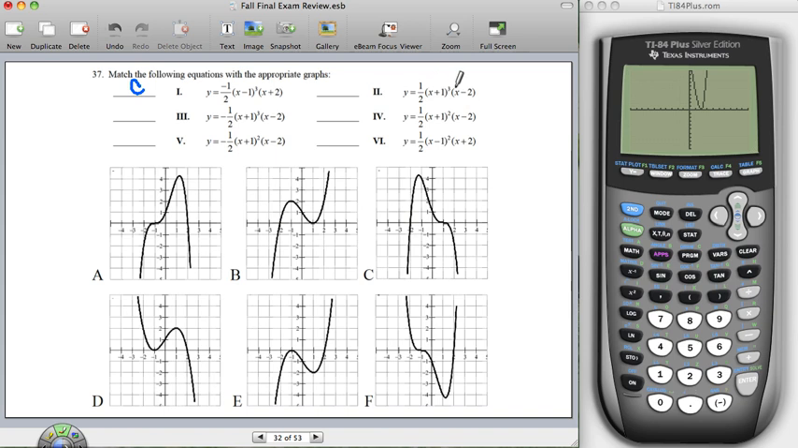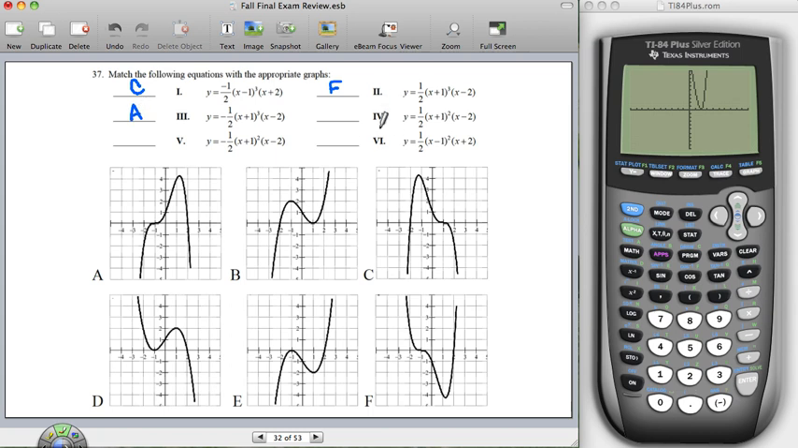Let's look at 2. I have a 0 at negative 1 which cuts through with a multiplicity of 3 and a 0 at positive 2. So negative 1 and positive 2. Negative 1 that cuts through, positive 2 that cuts through, so my graph for 2 is going to be F. 3, I have a 0 at negative 1, cuts through, positive 2, negative 1, positive 2, so my answer for 3 is going to be A.